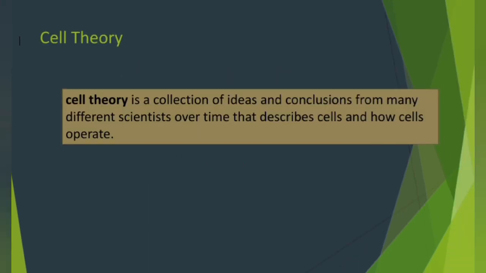Cell theory. A theory in the science world is an idea supported by many tests that have been repeated over and over to prove the same result. In this case, cell theory is a collection of ideas and conclusions from many different scientists over time that describes cells and how cells operate.